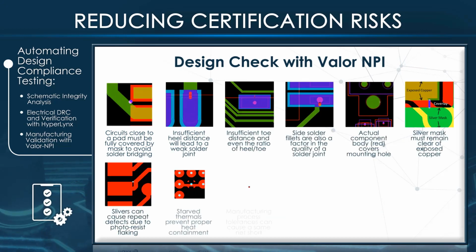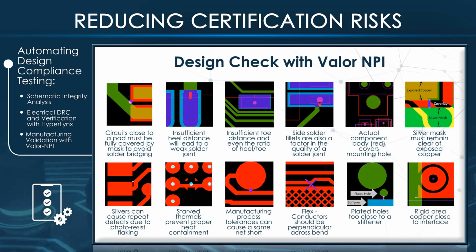Some of these checks we're going to look at today are insufficient heel distance with weak solder joints, actual component body covers for mounting holes, silver masking and exposed copper, flex conductor shapes, and flex bend areas. All the manufacturing tolerances that are built into your PCB today will be taken care of.